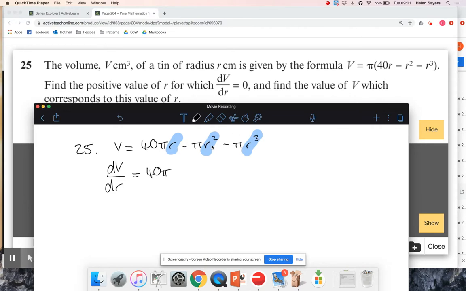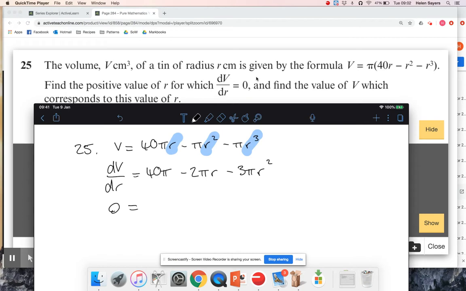When I'm differentiating the r squared, I'm going to multiply by 2, so that will become 2 pi, and then I reduce the power, so that just becomes r. And when I'm differentiating the r cubed, I'm going to multiply by 3, so that's going to become 3 pi, and the power will reduce to r squared. Right. Then I want to find the positive value of r, which tells me there's going to be two solutions. So find the positive value of r for which dV/dr equals 0.